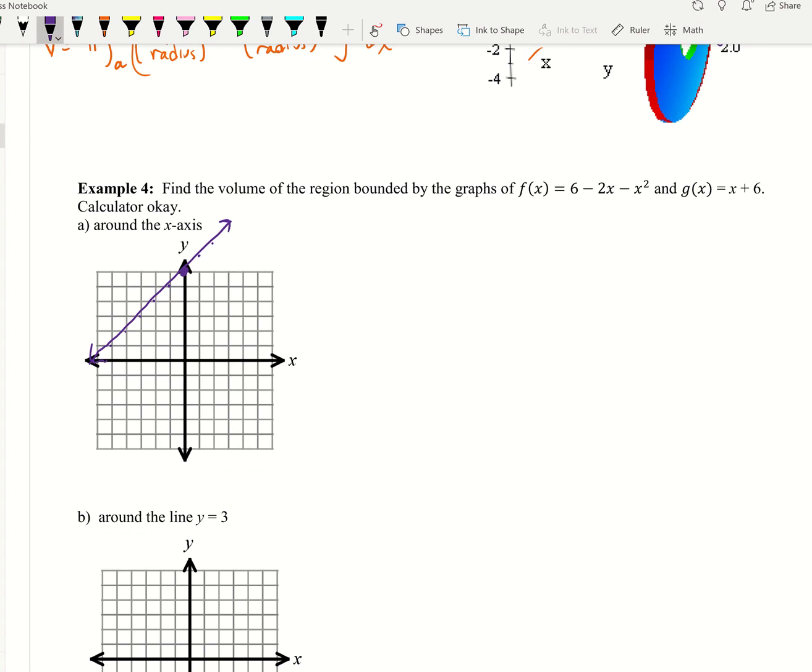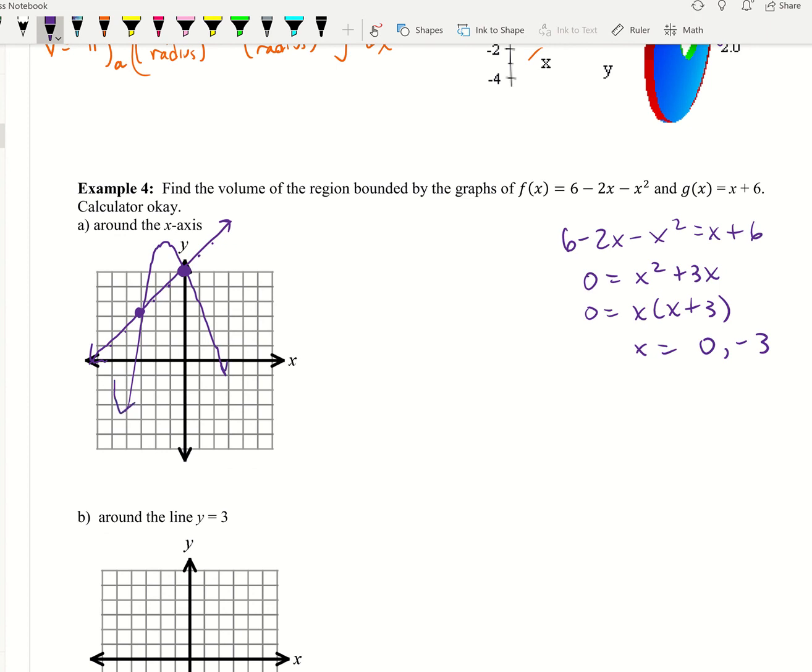Now, if I set these equal to each other, that might help as well, because if I find the points of intersection, that might help me graph. I'm going to group everything together on the right-hand side. And then if I factor this with the greatest common factor, x is equal to either 0 or -3. So these are going to intersect when x is 0, which is at the point (0, 6), and also when x is -3, which is right here. And I know the quadratic's opening down, so it looks something like this. Now you could find more about this quadratic if you really wanted to.